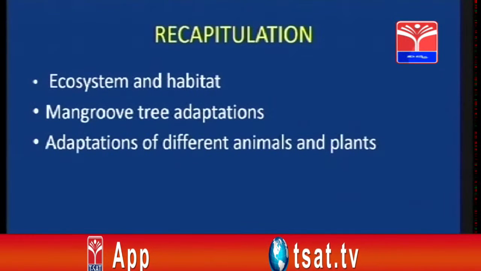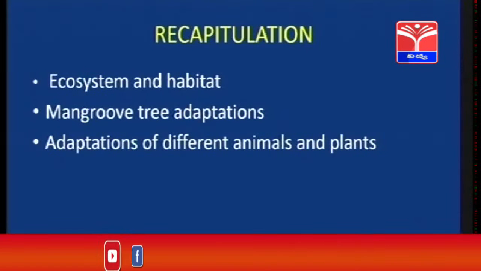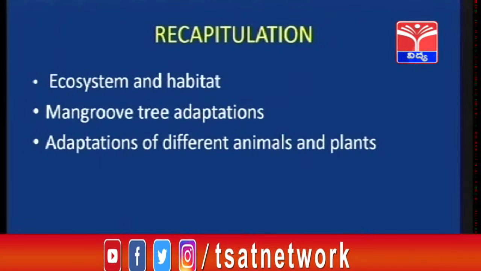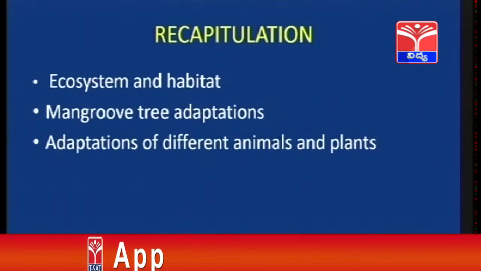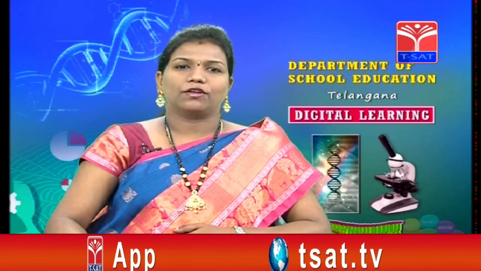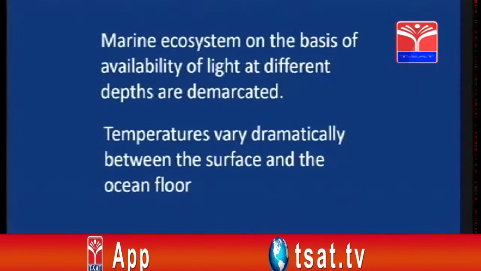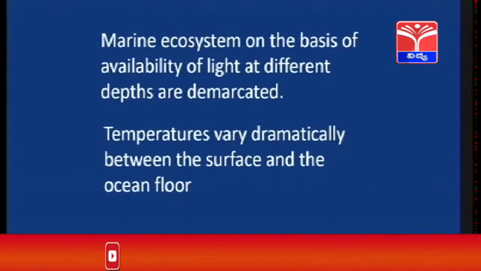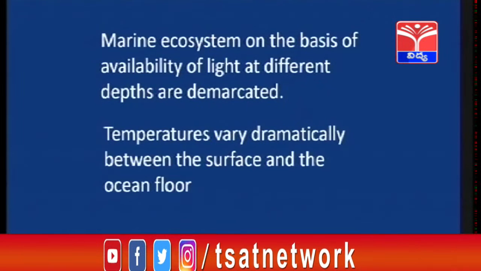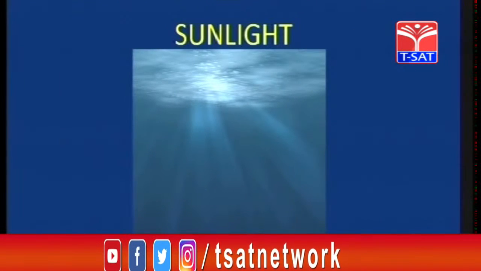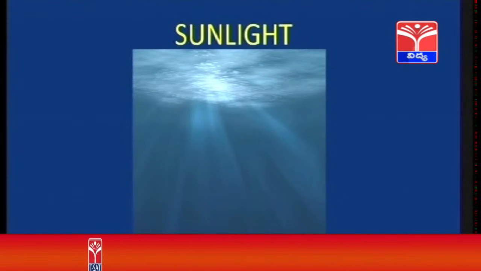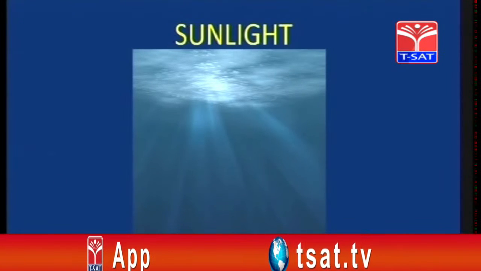Let's have a quick recapitulation of the last session. We have dealt with ecosystem and habitat, mangrove tree adaptations, and adaptations of different animals and plants. The marine ecosystem is demarcated on the basis of availability of light at different depths. Temperature varies dramatically between the surface and the ocean floor. Sunlight plays a major role in maintaining the temperature of the ocean.